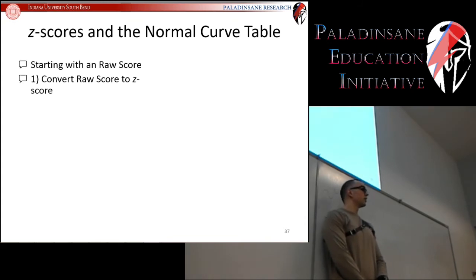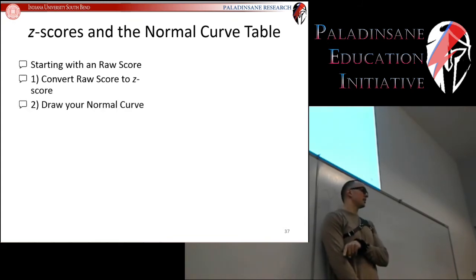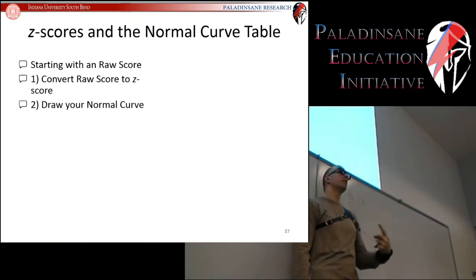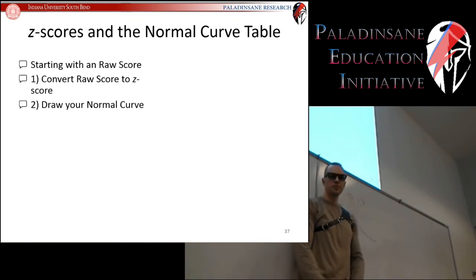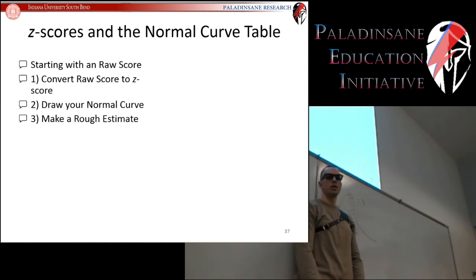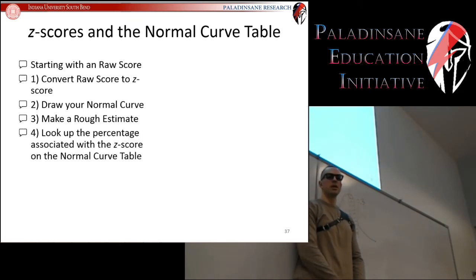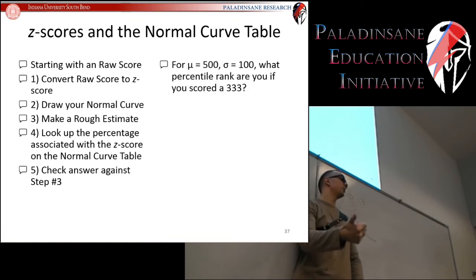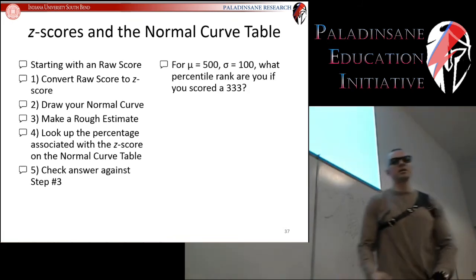After that, we draw your normal curve. This is not in your textbook. I added this as another step. Draw your normal curve. It will save you. You will be mentally juggling enough things without trying to keep this in your mind. It takes two seconds, does not have to be to scale, but it'll save you from choosing the wrong column. So draw your normal curve, make a rough estimate. This is backup plan number 1. And then you look up the percentage associated with your z-score on the normal curve table. You check your answer against step 3, and then you have your answer. So your picture is backup plan number 2. That rough estimate is backup plan number 1.